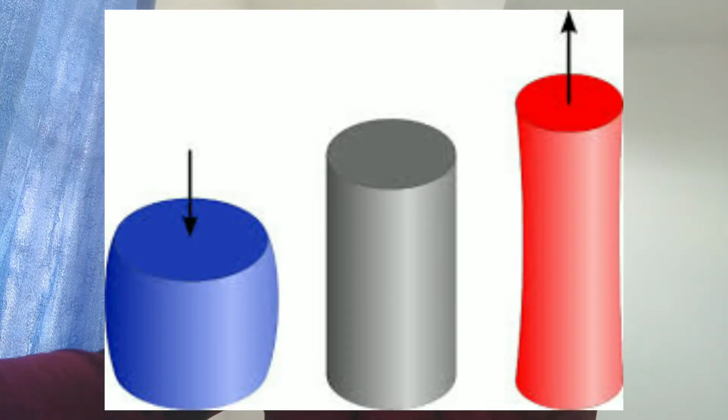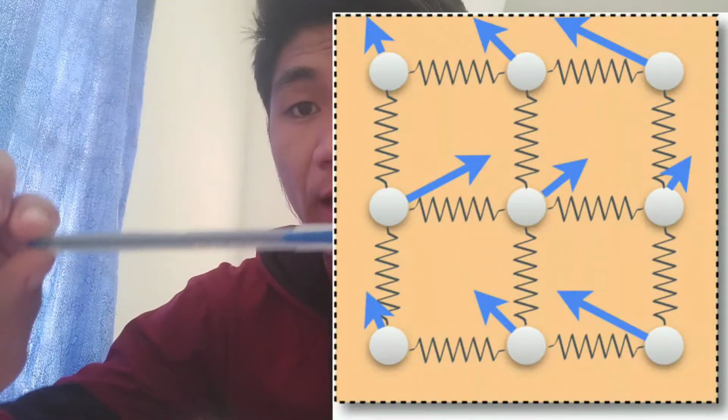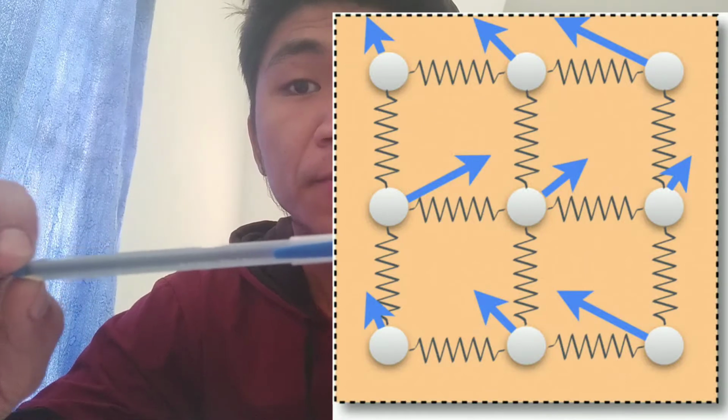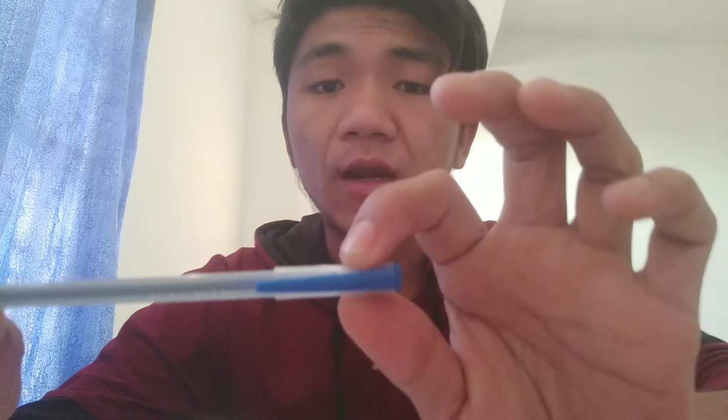If you stretch anything, it would change in shape. A deformation would take place. If you even give force to a pen, a deformation would take place. Although we don't see it, the atoms inside are pulled together by an intermolecular force.